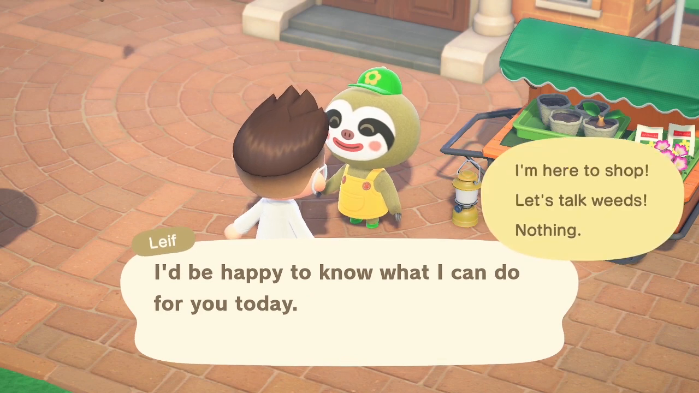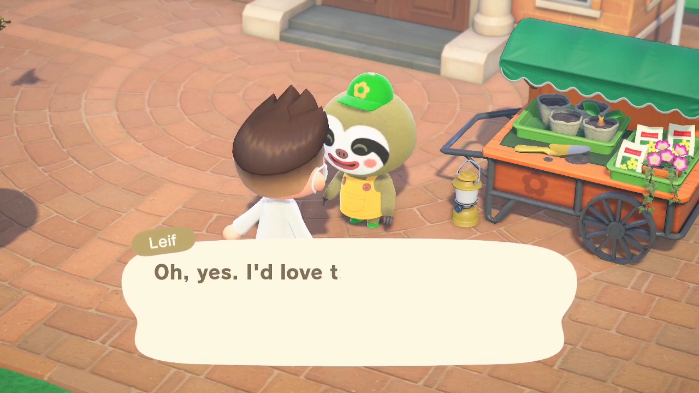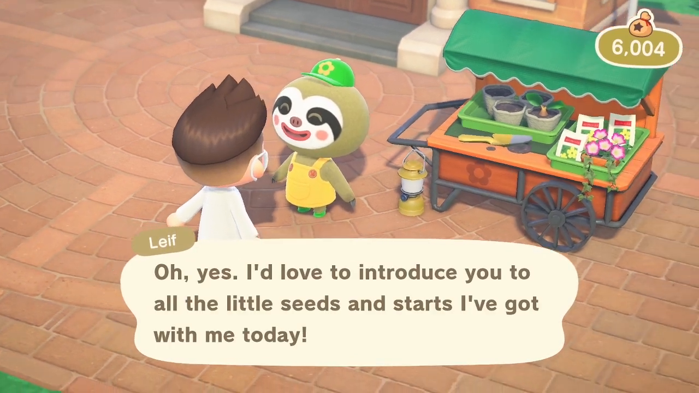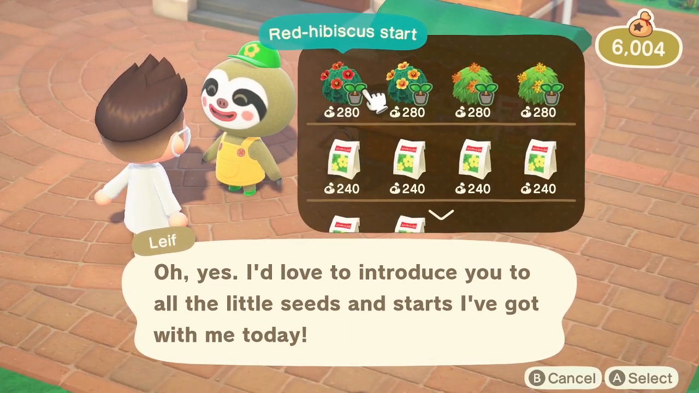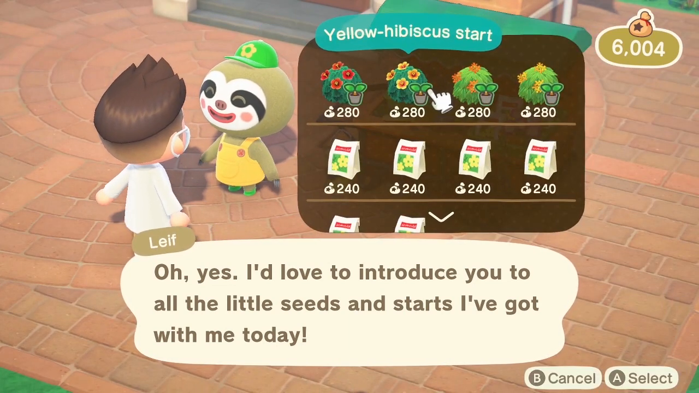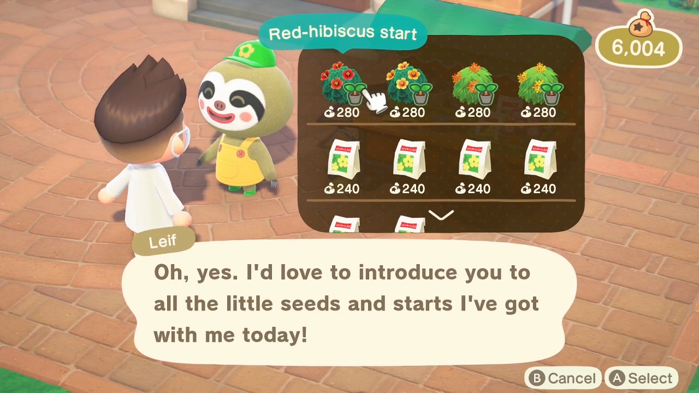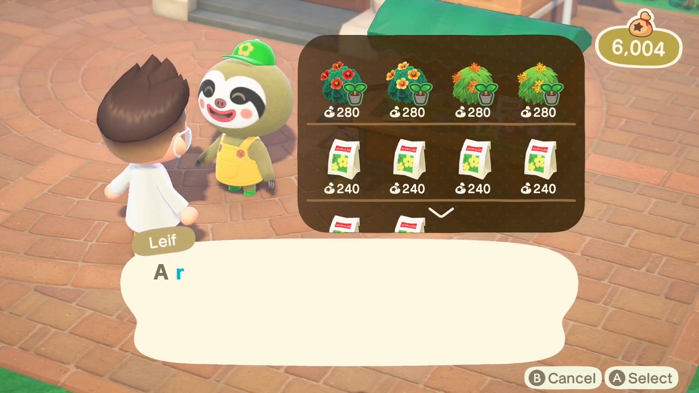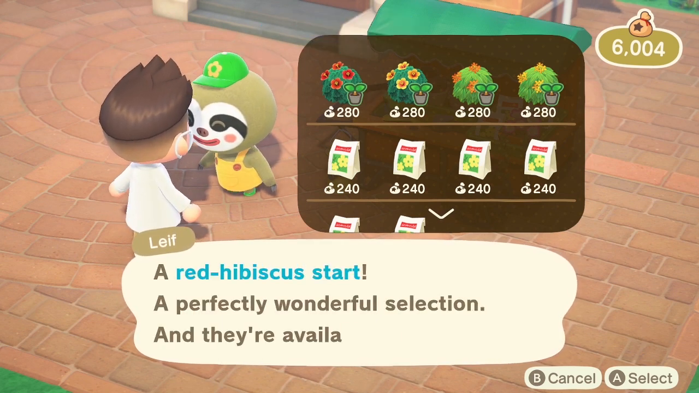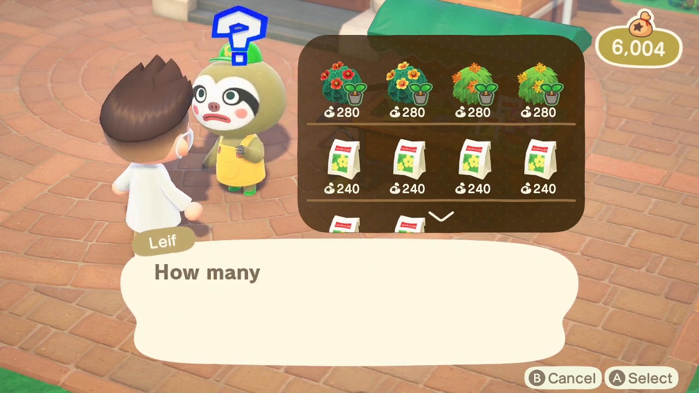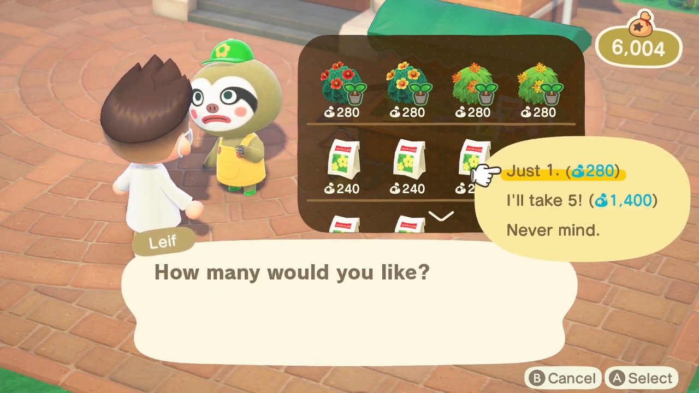Now, you will notice that the price of shrubs here is $280 per shrub, and if you get 5, it's $1,400. What's great here is that Leafy has already done the rounding for us to make it easier for us to put a value on these plants and be able to purchase them as well.